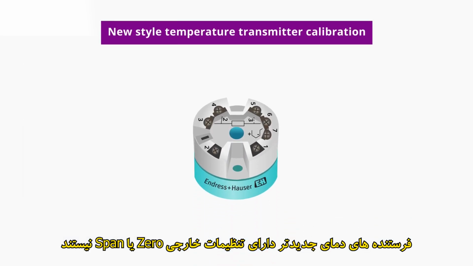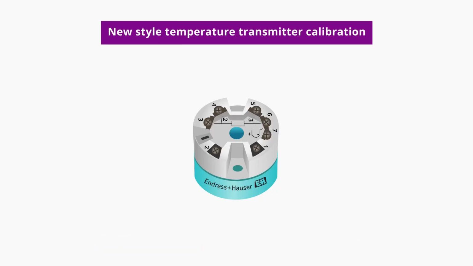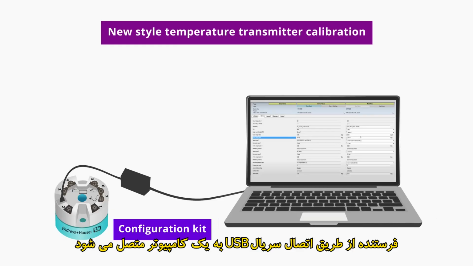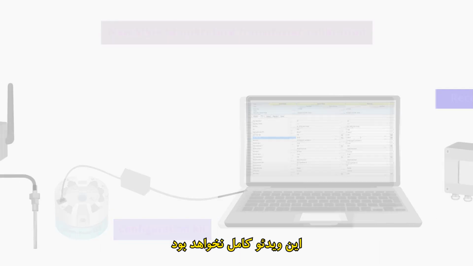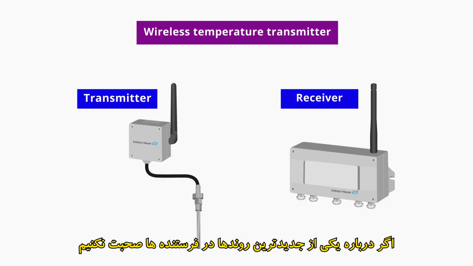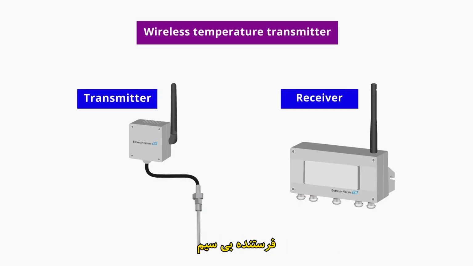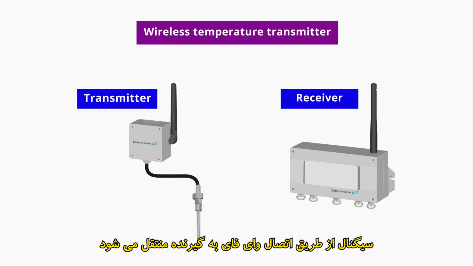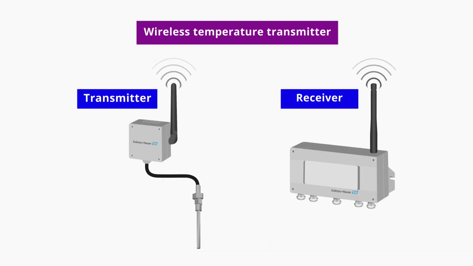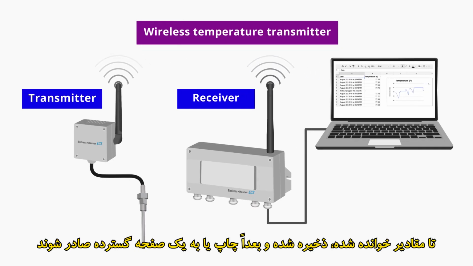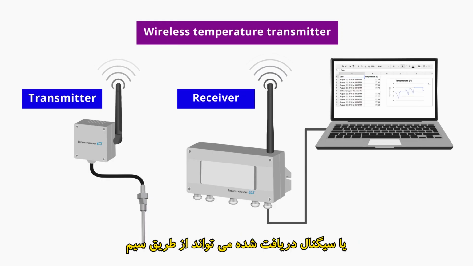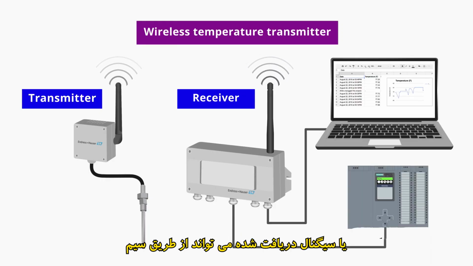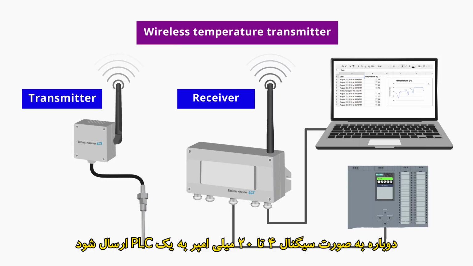Newer style temperature transmitters do not have external zero or span adjustments, but are programmed or calibrated using the software. The transmitter is connected to a computer via a serial USB connection. This video wouldn't be complete if we didn't talk about one of the newest trends in transmitters, the wireless transmitter. As the name implies, the transmitter does not send its signal to a receiver via wires. The signal is transmitted to a receiver via a Wi-Fi signal. Once the signal is received, it can be sent to a computer so readings can be saved and later printed or exported to a spreadsheet. Or, the received signal can be retransmitted via wires as a 4 to 20 milliamp signal to a PLC.